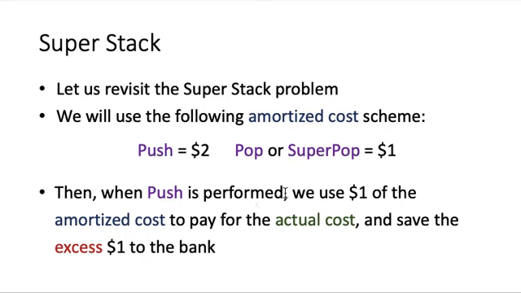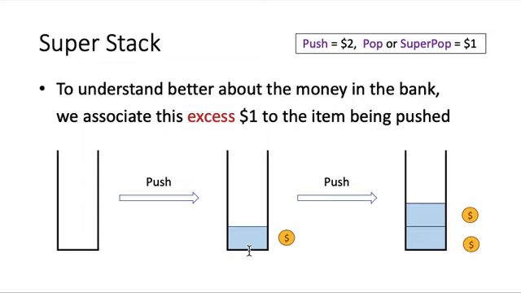Now, when a push operation is performed, the actual cost is 1 because we are just pushing an item. But we are paying $2 for the amortized cost. So the amortized cost is more. In that case, we have an excess of $1. This excess of $1 can be saved in the bank. Or, better still, we can associate this excess of $1 with the item being pushed so that we can later have an easier understanding of what is going on.